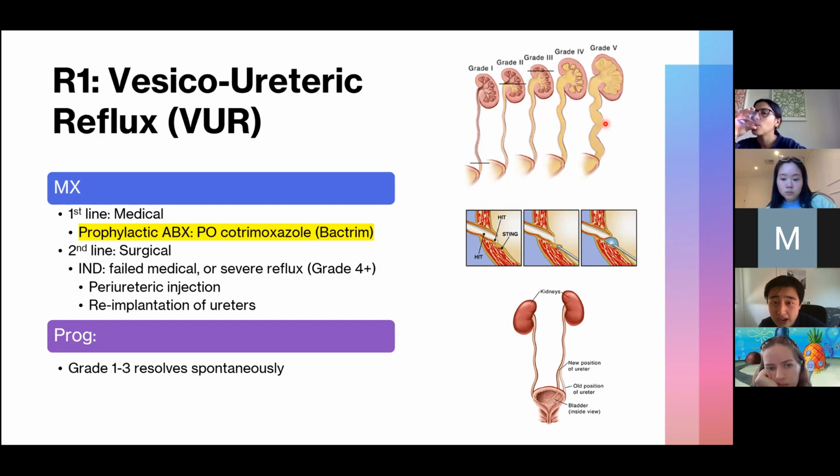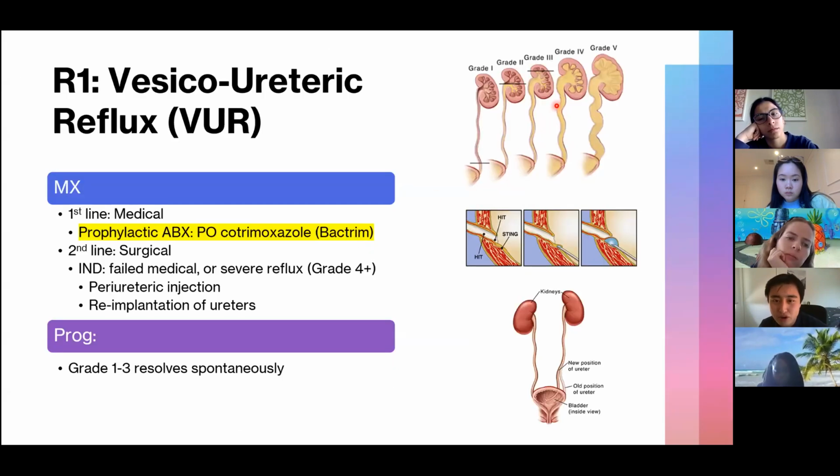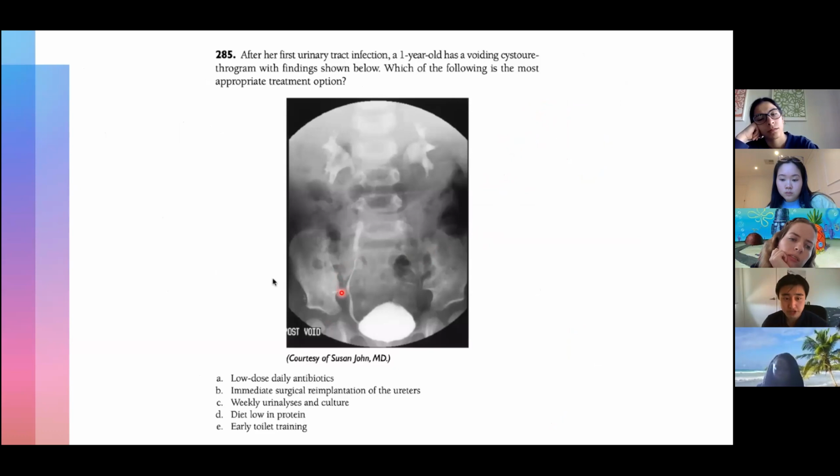And with grade 4 and grade 5, you don't just see a little bit of reflux, you actually see severely dilated ureters. And if you look at the ureter here, it's quite thin and quite mild. Well, not mild, but essentially it's not looking like this or this. So the answer for this question is low dose daily antibiotics as opposed to surgery.